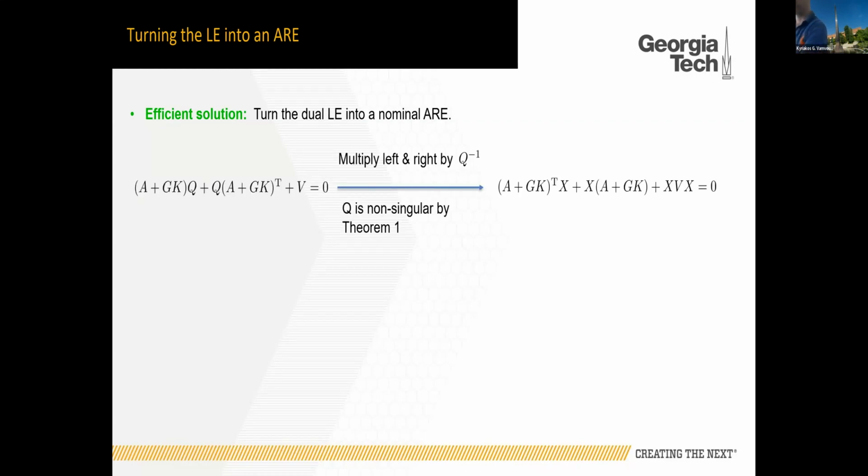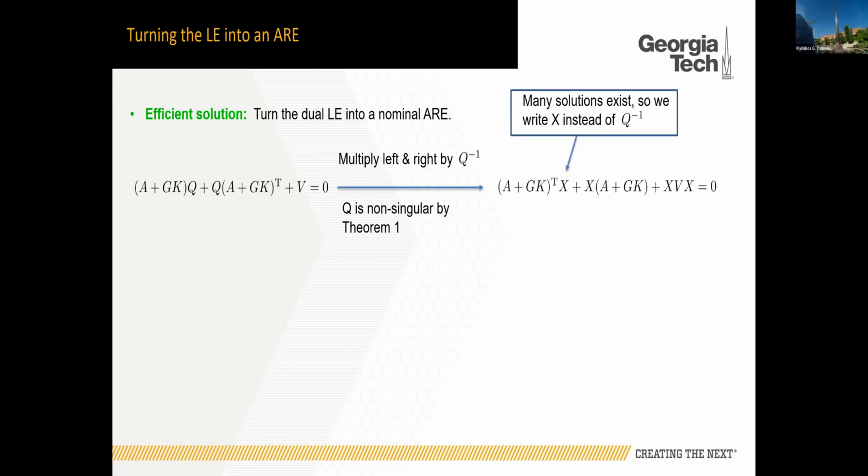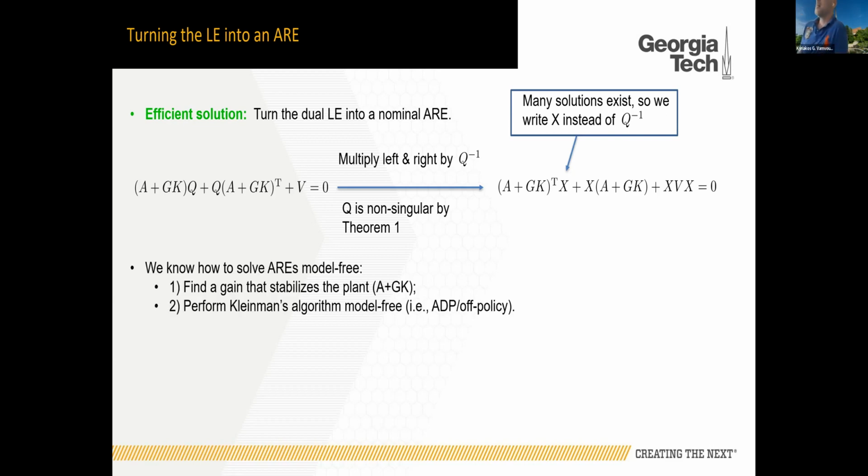So let's say on the left, you see this dual Lyapunov equation. What I will do is multiply left and right with Q inverse, and of course I can do that because Q is not zero by Theorem 1. And I can have what you see on the right-hand side. Why can I do that? In every Riccati equation, you have multiple solutions, but you have a unique solution that stabilizes your system. So instead of Q inverse, I write X, so I don't have to carry all these inverses.